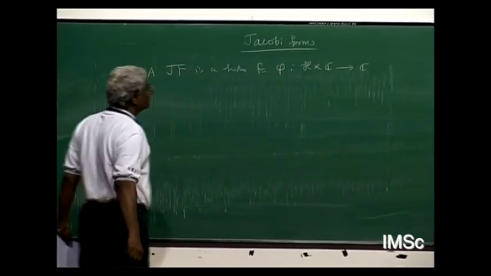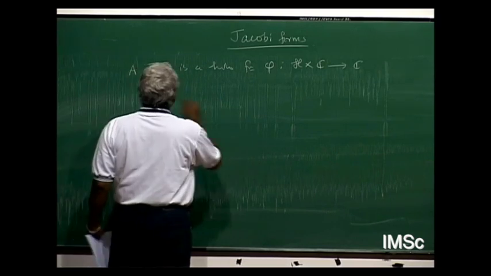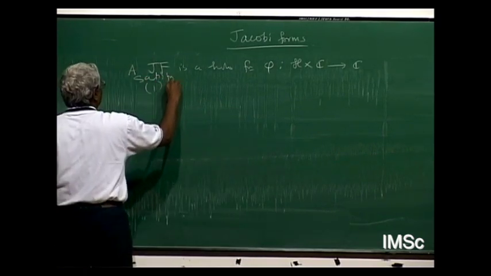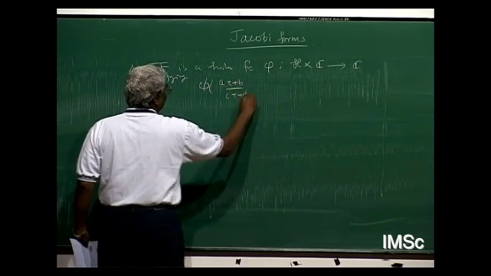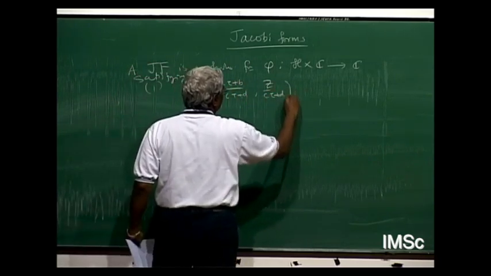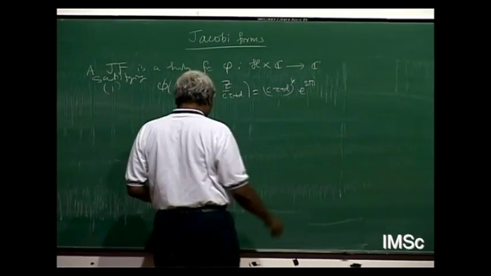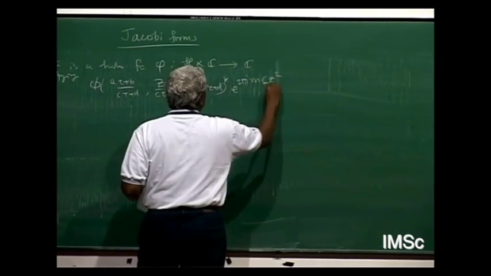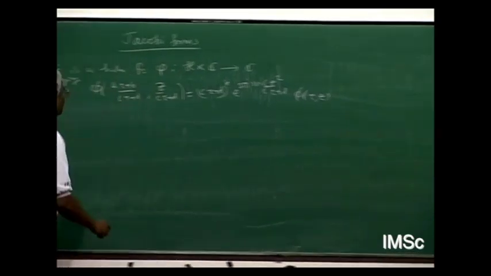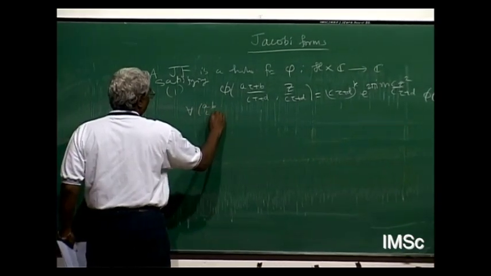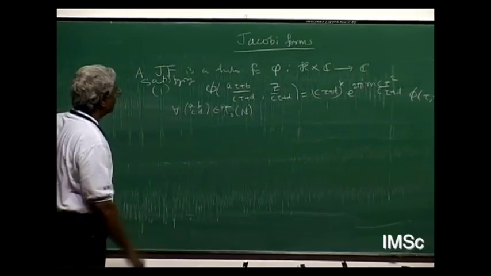It has two types of transformations, one with respect to the group SL2(Z), satisfying phi of (A tau plus B)/(C tau plus D), Z/(C tau plus D) is (C tau plus D) to the power k, e to the power 2 pi i m C Z squared/(C tau plus D), times phi of tau. This should be true for every matrix A, B, C, D. So we will just work on gamma 0 N, a subgroup of SL2(Z).